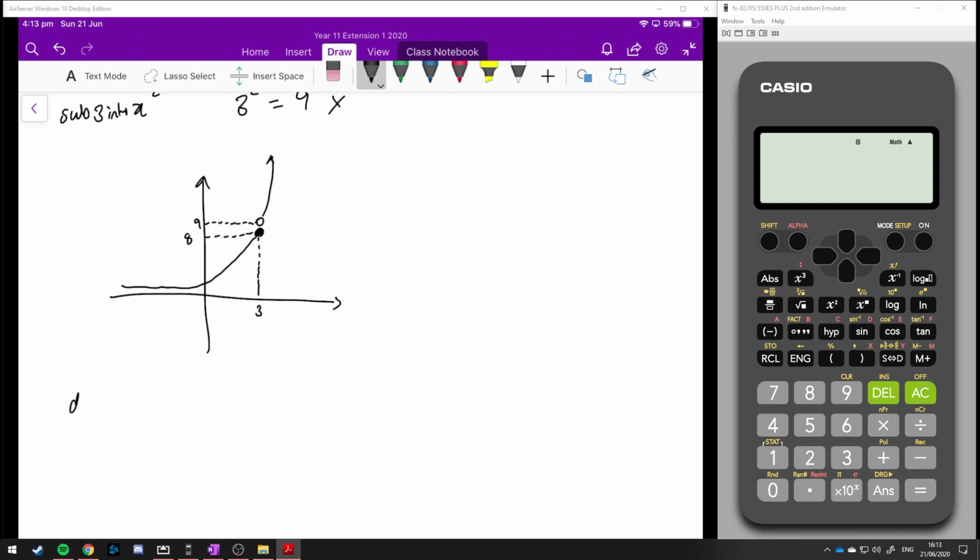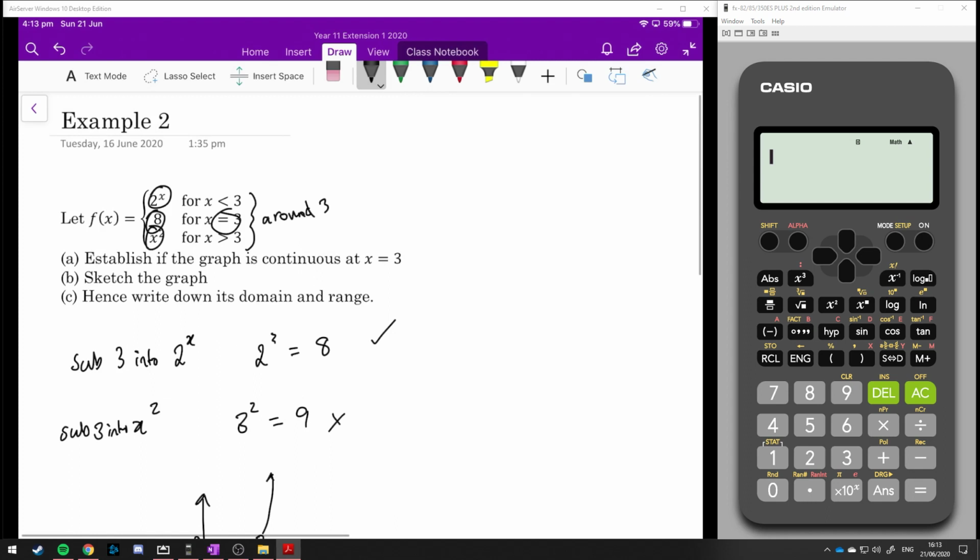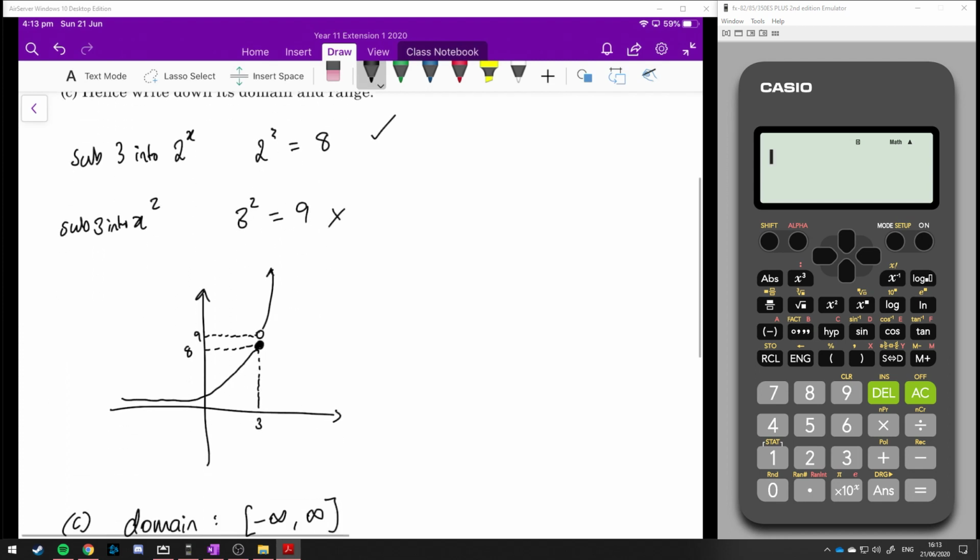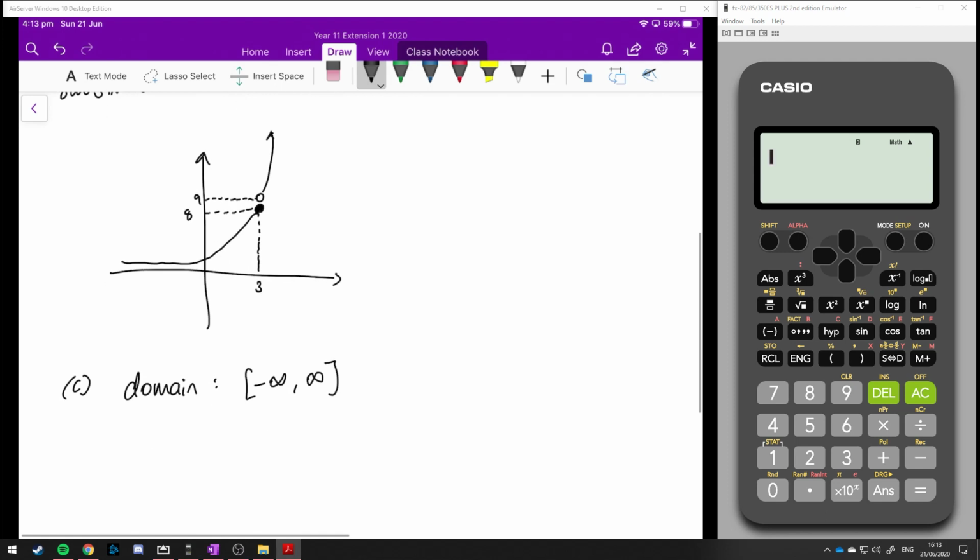So this is part C. The domain for this one is everything, because we can put any number into this. We can even put 3 into the original function back up here. If we put 3 into this, it's telling me that I need to have 8. I can put anything less than 3, and I can put anything above 3. The only issue is that my range is going to be a little bit different.